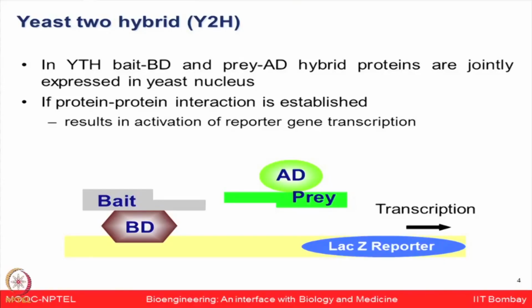Another method which has been used in the past is the yeast two-hybrid method. In yeast two-hybrid, the bait binding domain and the prey activation domain hybrid proteins are jointly expressed in the yeast nucleus, and if the protein-protein interaction is established, it results in the activation of the reporter gene and you can see transcription initiation happen. That is something conventionally used. A lot of people have used this kind of yeast two-hybrid method.